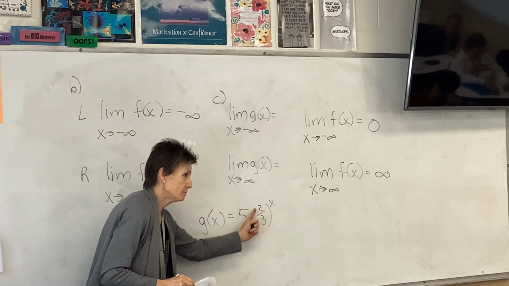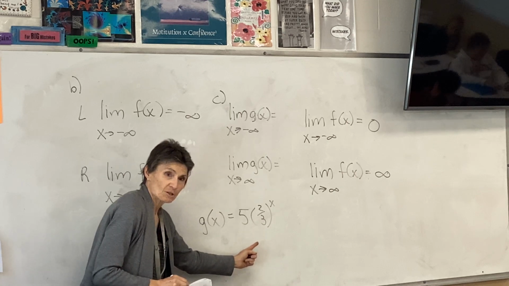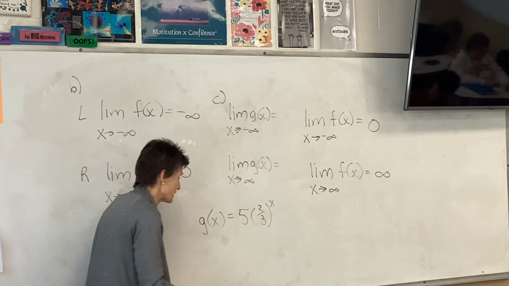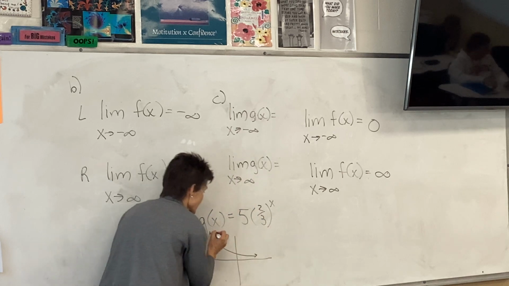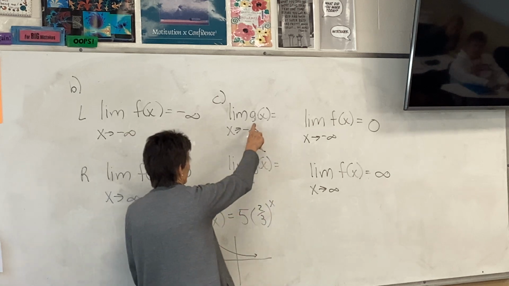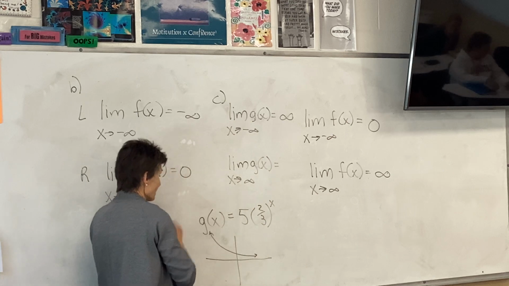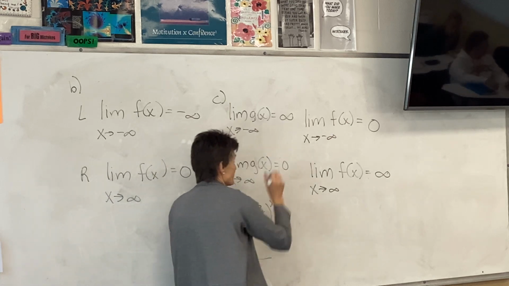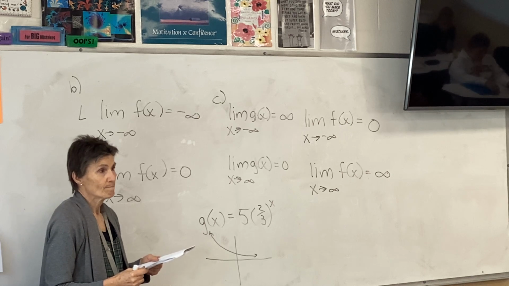This is important. What does that tell me? Decay. That's going to be decay, right? So decay, remember, looks like this, decreasing. So the limit on the left is going to be positive infinity, and the limit on the right is going to be 0. Is that okay?